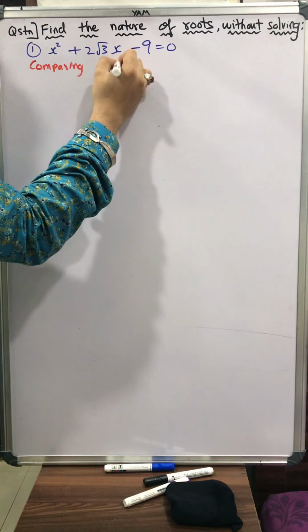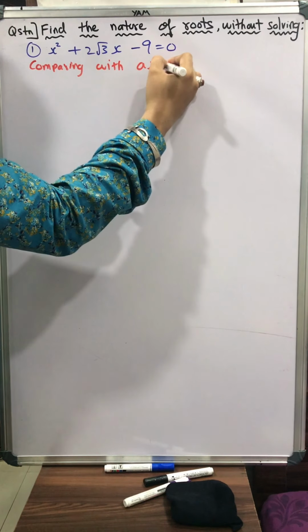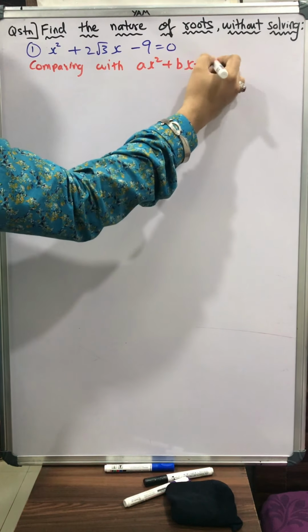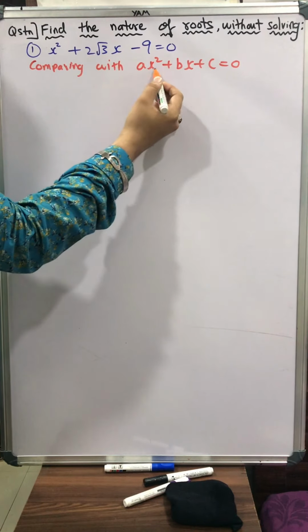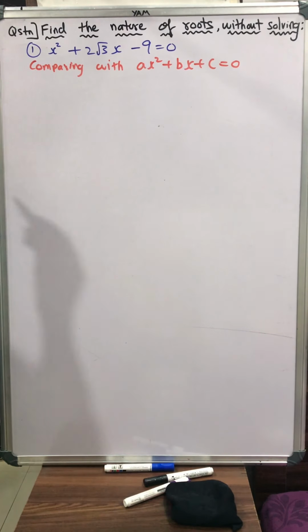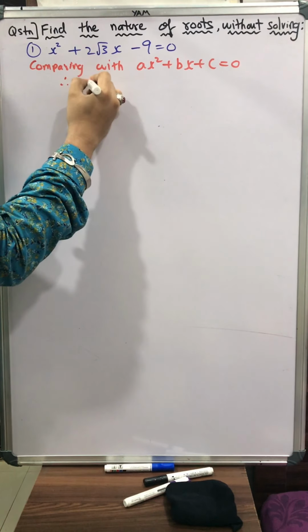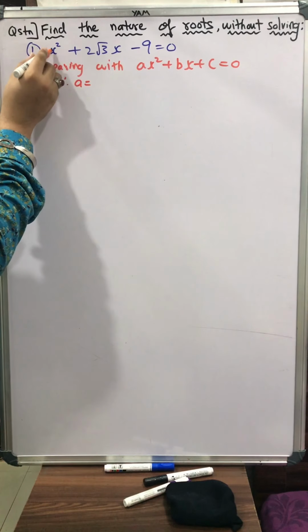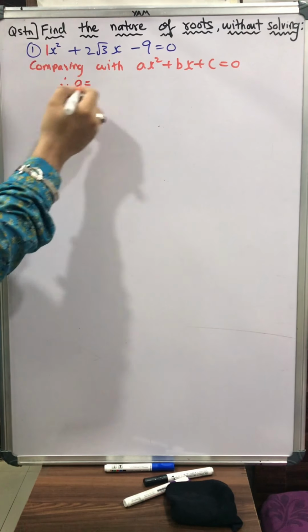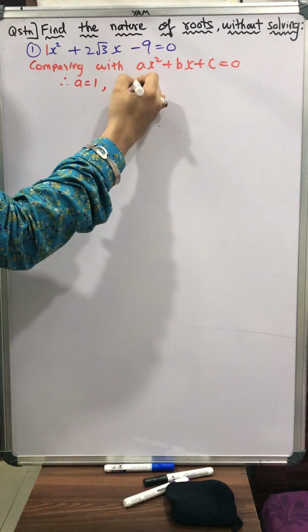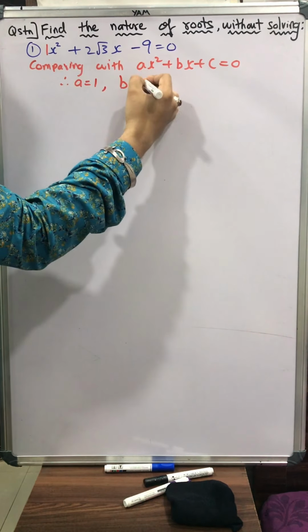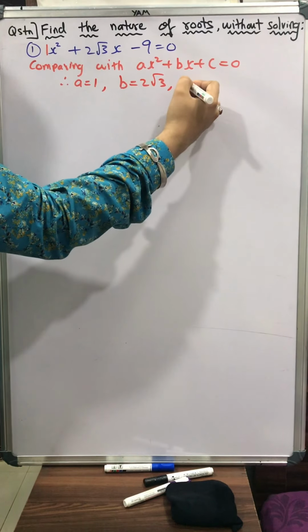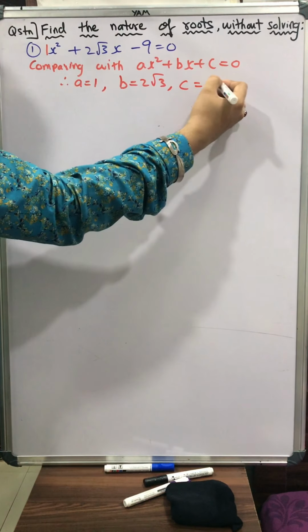Comparing with ax square plus bx plus c equal to 0. x square plus 2 root 3 x minus 9 equal to 0. So can I say, students, therefore a is 1, since there is nothing along with x square. What will be the value of b? Be careful over here. Along with x we have 2 root 3, so I'll write here 2 root 3. And what will be the value of c? C will be minus 9.